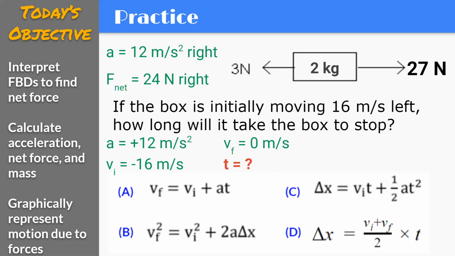A. You're going to use that equation right there: vf equals vi plus a times t. If I substitute, I get 0 equals negative 16 plus 12 times t. And guys, it is important that you get your signs right. Otherwise, in this case, you'd get a negative time, which would be like, something's wrong. Sometimes it gives you the wrong answer as well, not just the wrong sign. So make sure that your signs are right.